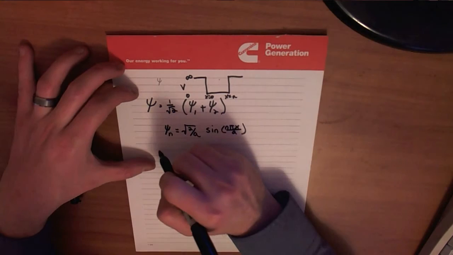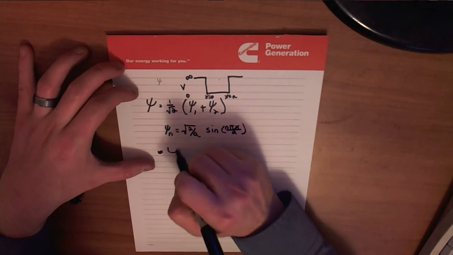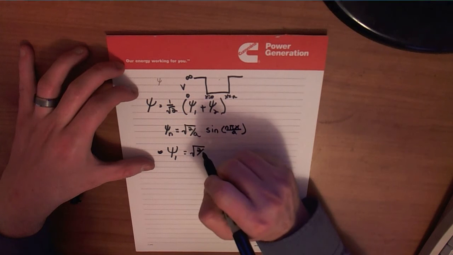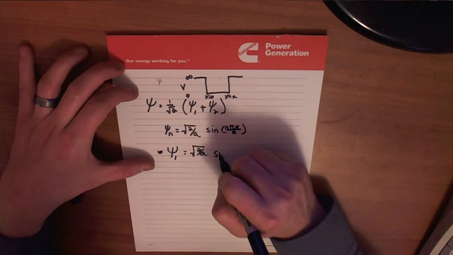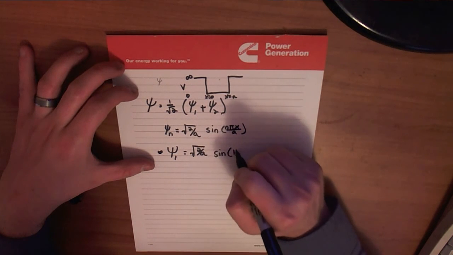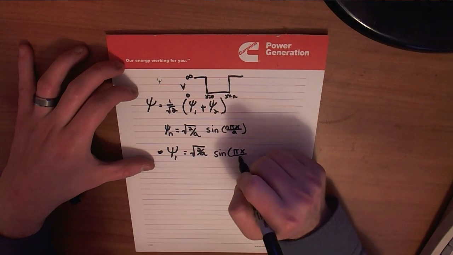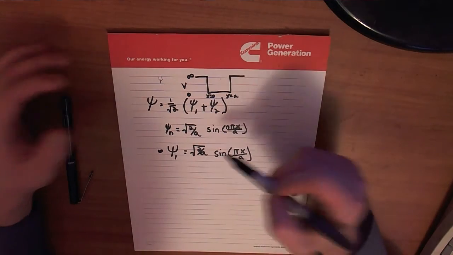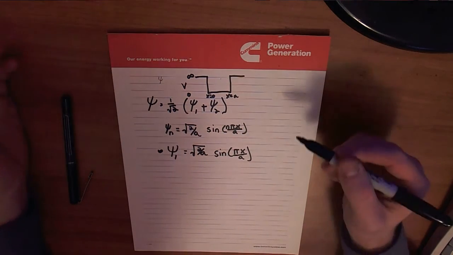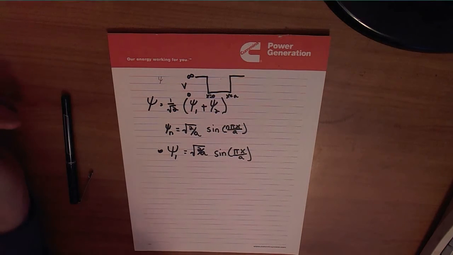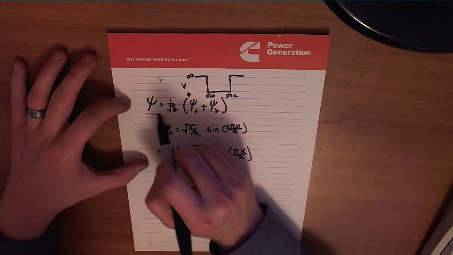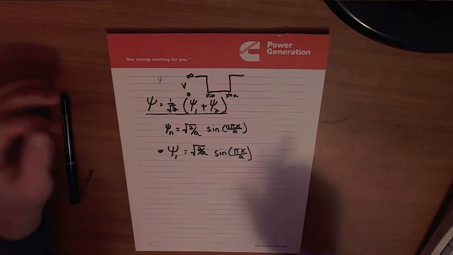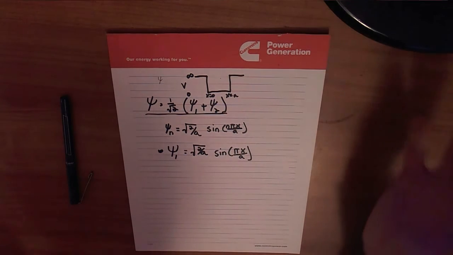Okay. So psi 1 is square root of 2 over a sine pi x over a. Okay. And likewise, psi 2 is square root of 2 over a sine 2 pi x over a. Okay. And the question is: is this wave function normalized? So let's take a step back and realize what we mean when we say it's normalized.